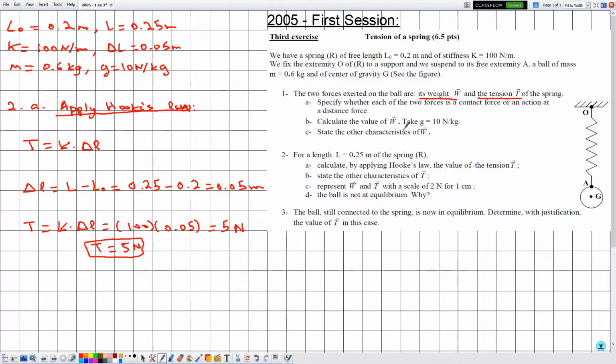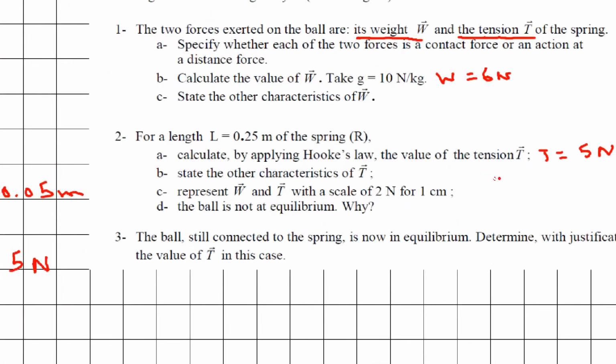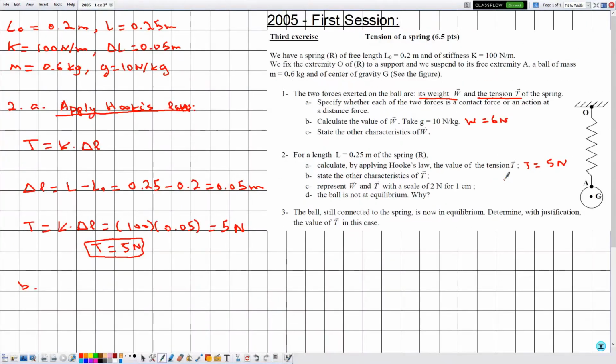Now here, in part 1, the magnitude of the weight was 6 newtons, and here the magnitude of the tension is 5 newtons. Now part B, they are telling me to state the other characteristics of T, and they are the point of application, the line of action, and the direction.